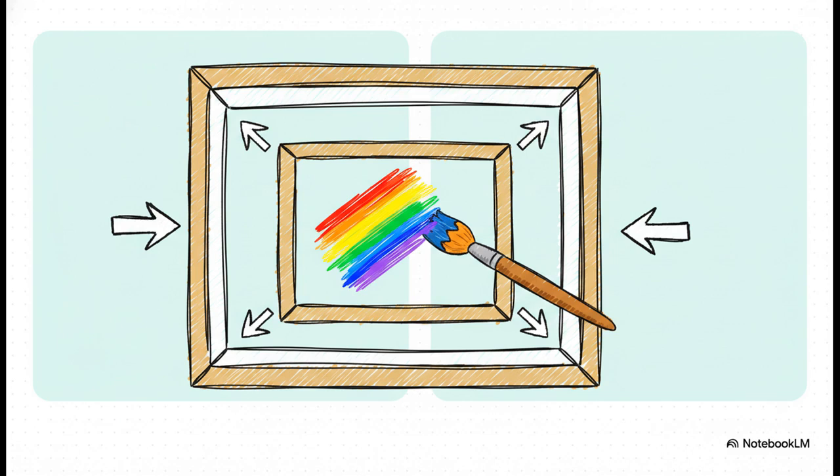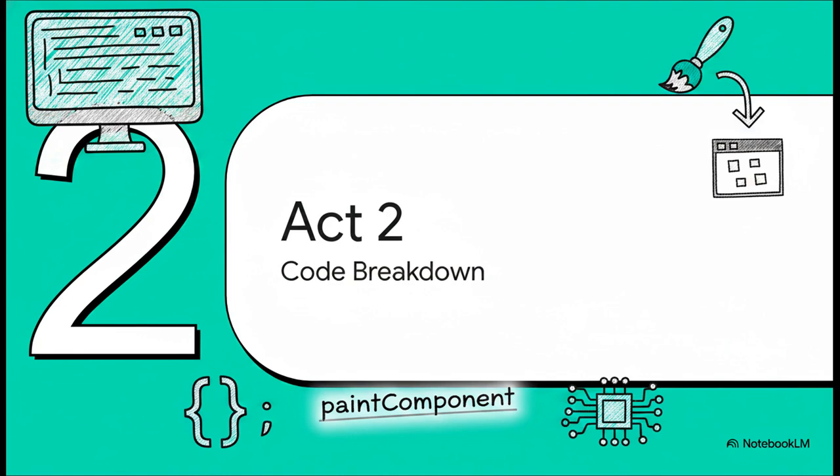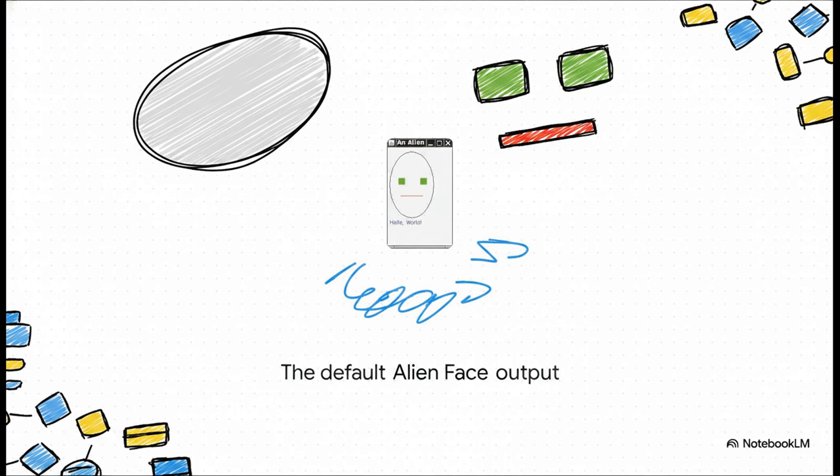Moving right along to Act 2, the code breakdown. Let's see how this actually works. So if we open up that FaceComponent file and look inside, we're going to dissect the paintComponent method. This method is awesome because it's called automatically whenever the window needs to be drawn. If you compile and run the starter code right now, this image right here brilliantly illustrates the simple alien face that pops up. It's got this elliptical head, two rectangular eyes, a super simple red line for a mouth, and a little text greeting down at the bottom.